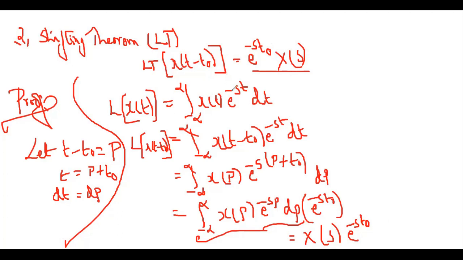Similar to the time shift property we learned in the Fourier transformation. What is the Fourier transformation of x of t minus t naught? It is e power minus j omega into t naught x of omega. Instead of j omega, here it is s only. The change of omega to the s value becomes the Laplace transformation. Okay.